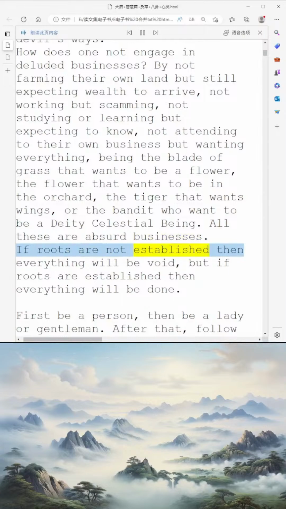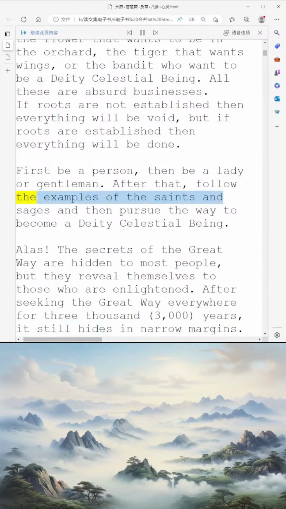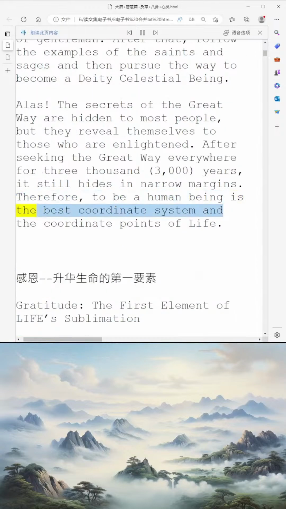If roots are not established, then everything will be void, but if roots are established, then everything will be done. First be a person, then be a lady or gentleman. After that, follow the examples of the saints and sages, and then pursue the way to become a deity celestial being. Alas, the secrets of the Great Way are hidden to most people, but they reveal themselves to those who are enlightened. After seeking the Great Way everywhere for 3,000 years, it still hides in narrow margins. Therefore, to be a human being is the best coordinate system and the coordinate points of life.